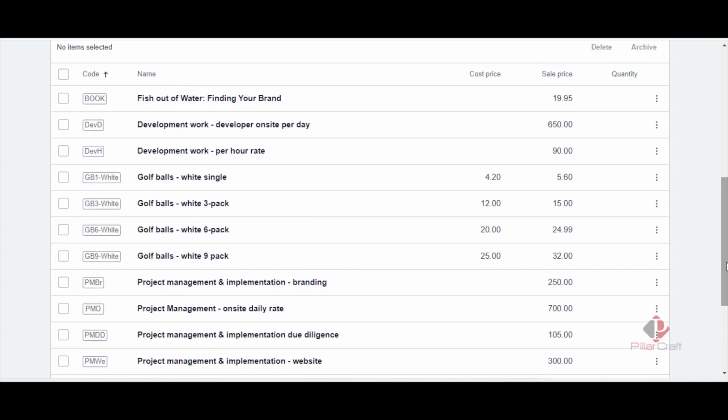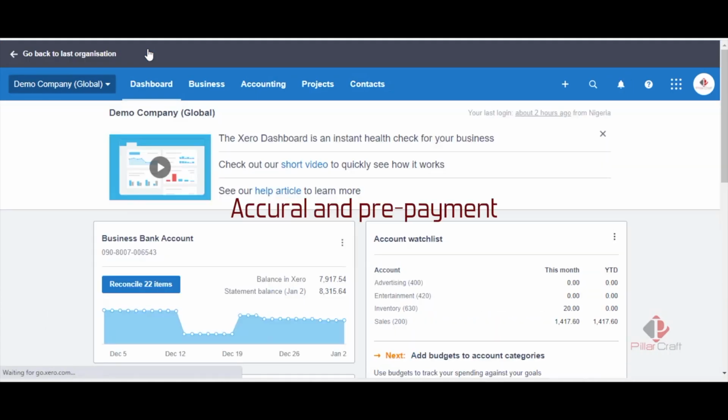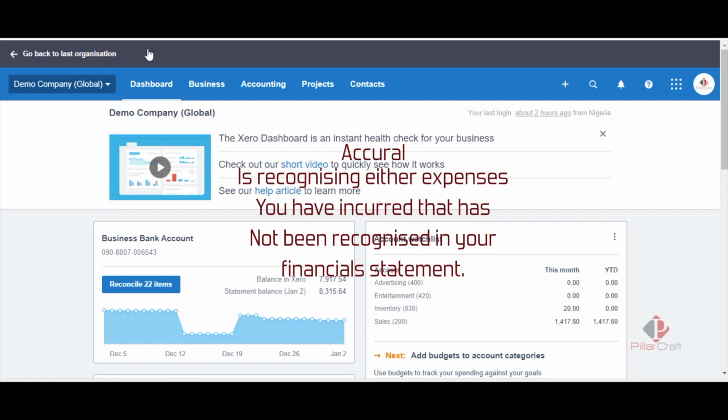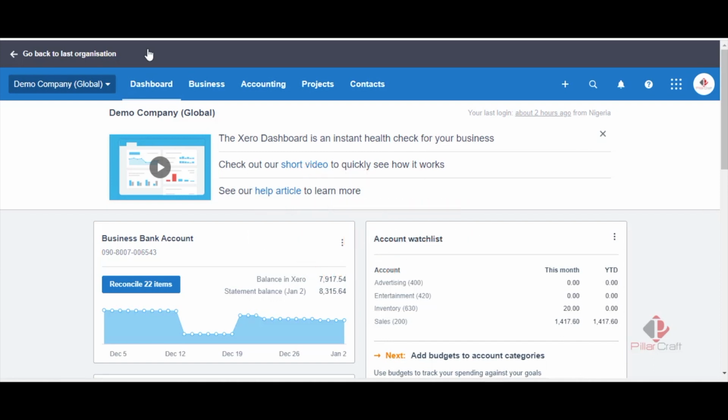Now, having done those counts and all that, one of the other things you need to do in Xero is what we call accrual and prepayment. Now, what is accrual and prepayment? Accrual and prepayment essentially is recognizing either expenses that you have incurred but have not been recognized in your financial statement, that is accrual. Then prepayments are those expenses that you have paid for that relate to a period after. So let me give you an instance. Let's assume that you made a payment for rent of 1.2 million naira at 100,000 naira per month, but the money was paid as at October of this year.